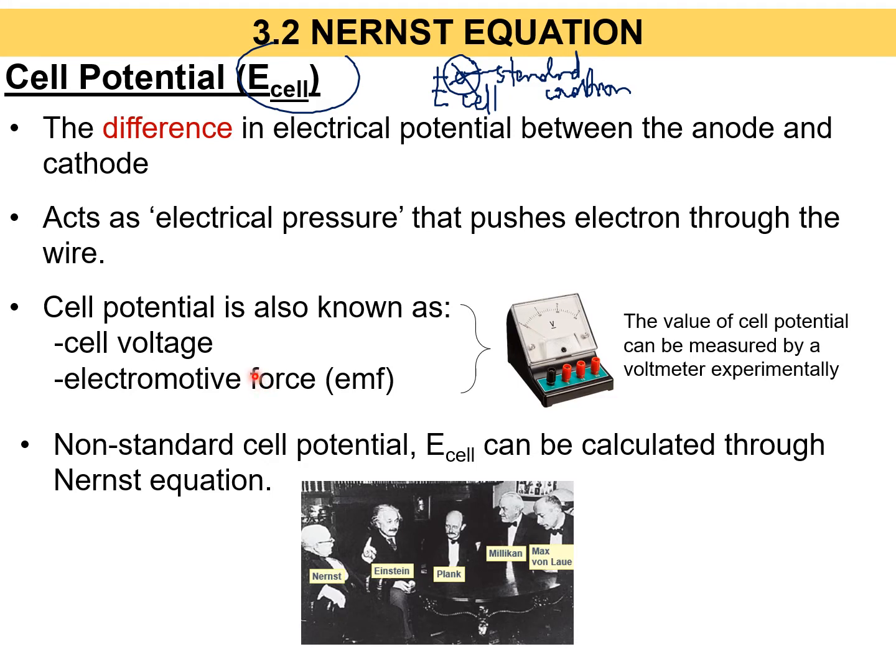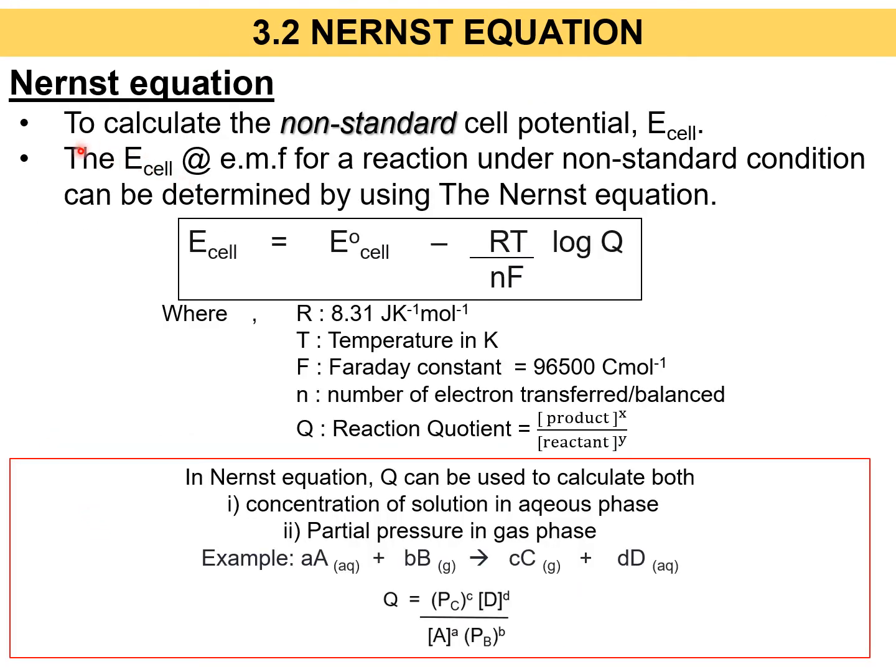Okay, so basically kita boleh calculate cell potential by using the Nernst equation. Kegunaan Nernst equation ni ialah to calculate the non-standard cell potential yang dikenali sebagai EMF juga. So this is the Nernst equation di mana Ecell is equals to E naught cell minus RT over nF log Q. Di mana R ni ialah gas constant 8.31 joules per Kelvin per mole.